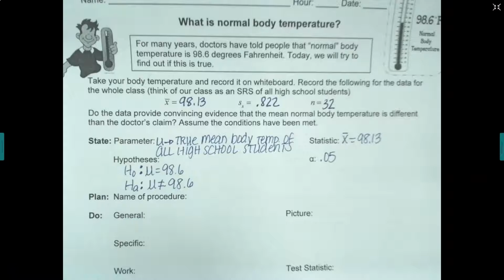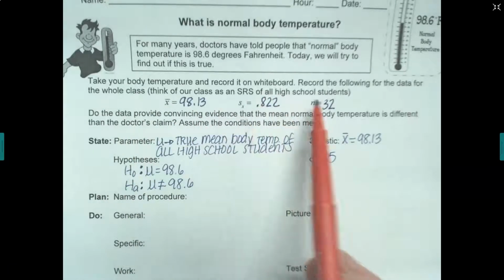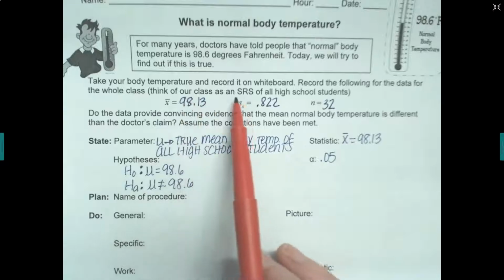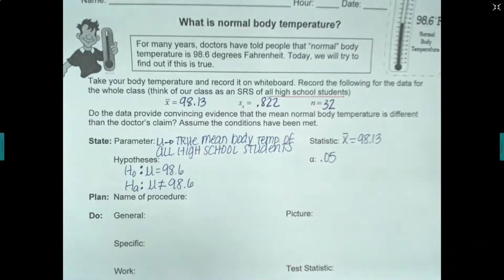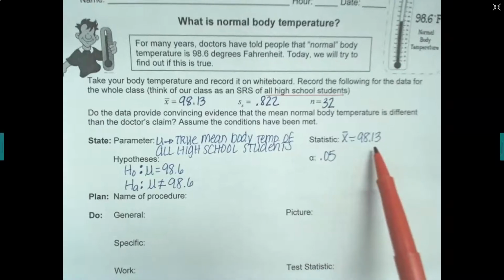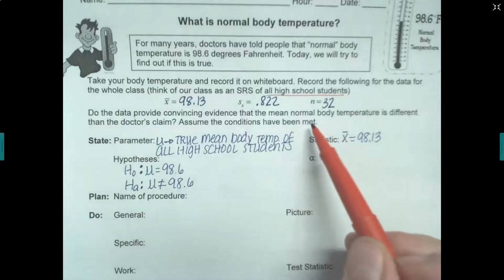All right, well, let's see how you did. So it does say take the temperature of 32 people. Think of our class as an SRS of all high school students. So we're saying that our population is all high school students. When I define my parameter mu, I'm wanting the true mean body temperature of all high school students. The statistic came from our sample. That's the 98.13.